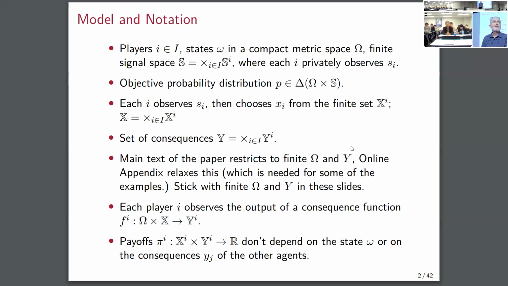There's a finite set of players, little i in capital I, states omega in some compact metric space capital Omega, and a finite signal space capital S, which is a Cartesian product of signals S^i, one for each player i. That is, each player i sees s^i. These are the types. There's an objective probability distribution P on Omega cross S, states and signals. And each player i sees their s^i, and then chooses an action x^i from a finite set X^i. So I'm copying their notation.